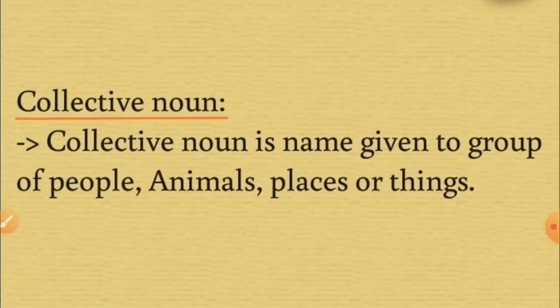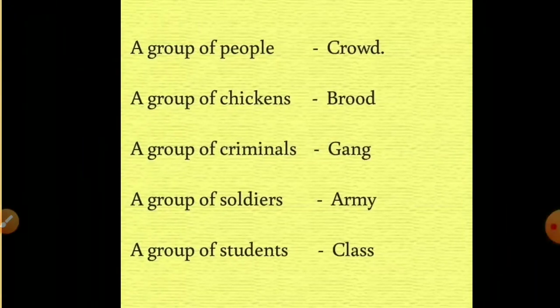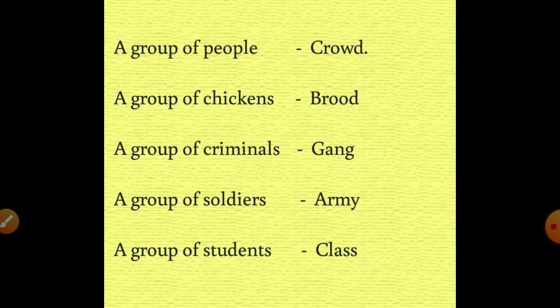Next, collective noun. A collective noun is a name given to a group of people, animals, places, or things. Let us look at some common examples to understand it. Here, a group of people is called a crowd, a group of chickens is called a brood, a group of criminals is called a gang, a group of soldiers is called an army, a group of students is called a class.